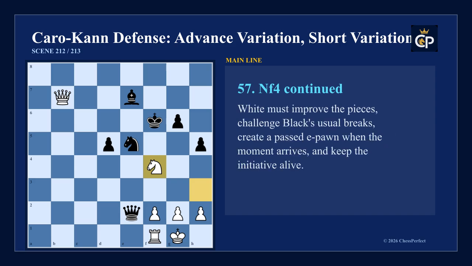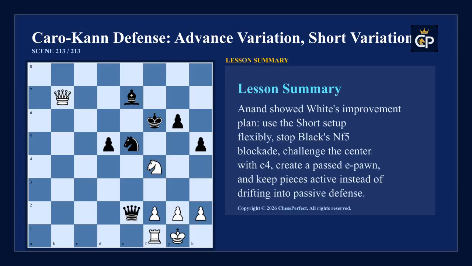White must improve the pieces, challenge black's usual breaks, create a passed e-pawn when the moment arrives, and keep the initiative alive. As we saw in this lesson, Anand showed white's improvement plan against the advanced Caro Kann. Use the short setup flexibly, stop black's knight f5 blockade, challenge the center with c4, create a passed e-pawn, and keep the pieces active instead of drifting into passive defense.